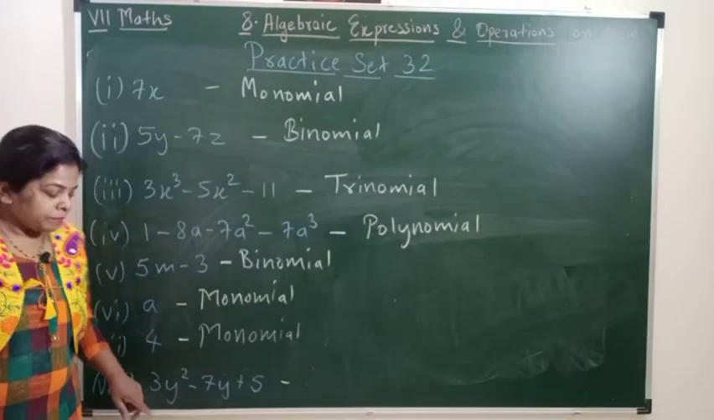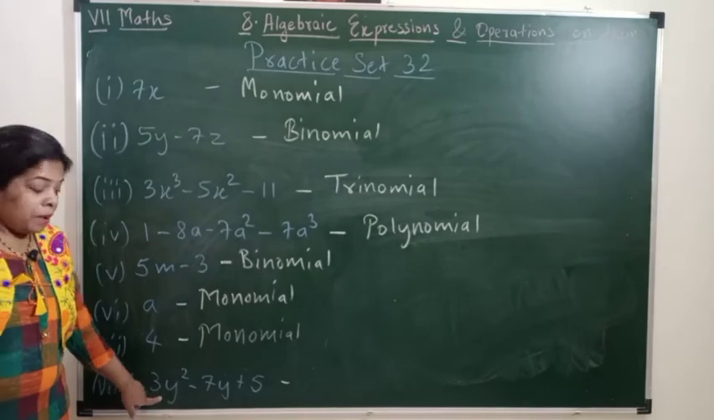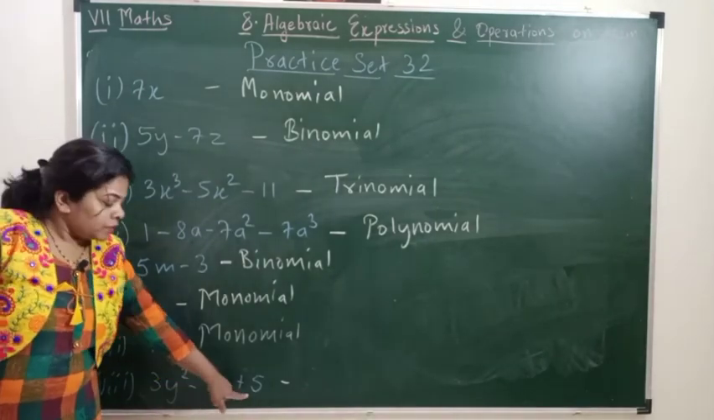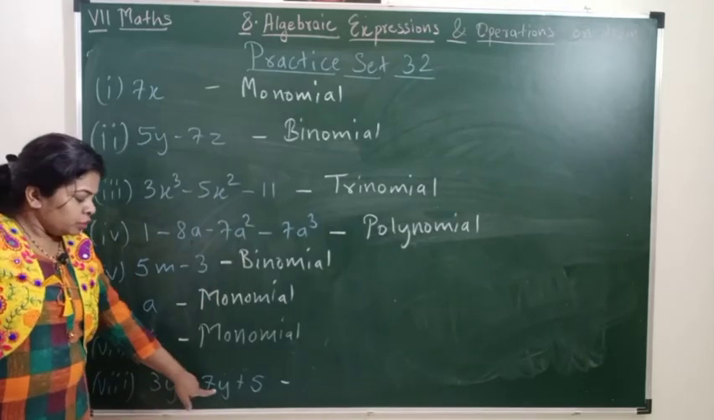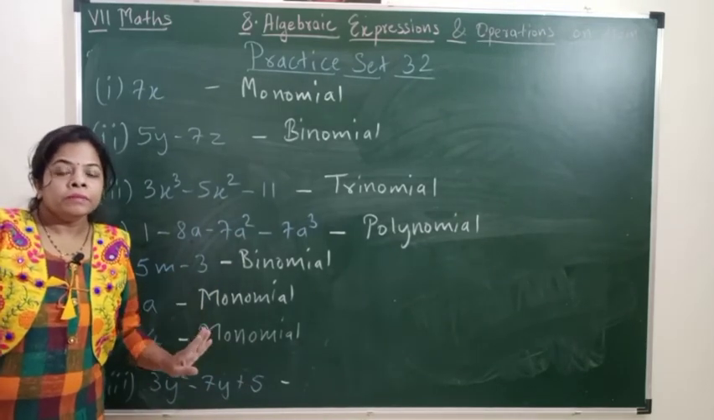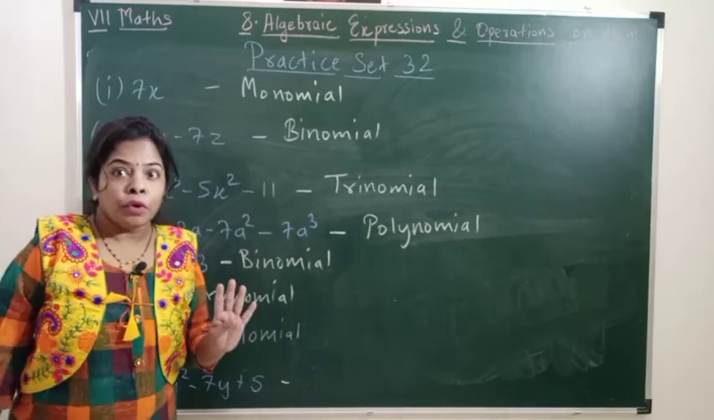And last one, 3y square minus 7y plus 5. There are three terms, children. 1, 2, 3. Three terms, so it is a trinomial.